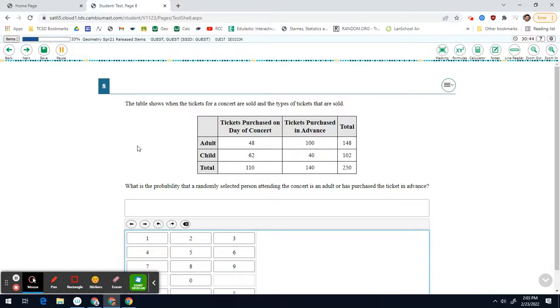Geometry, OST, Spring 2021, question number 8. It says the table shows when the tickets for a concert are sold and the type of tickets that are sold. So again, another two-way table, right? You got when they're purchased and who buys them, right? That's your two ways of this table.